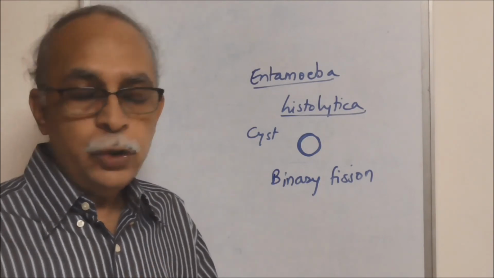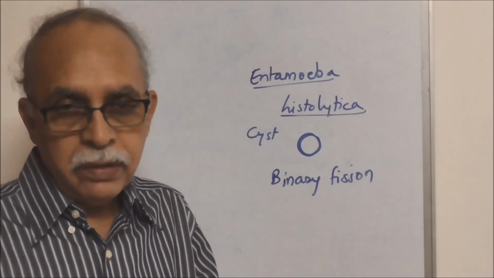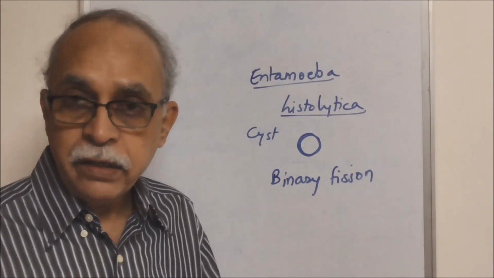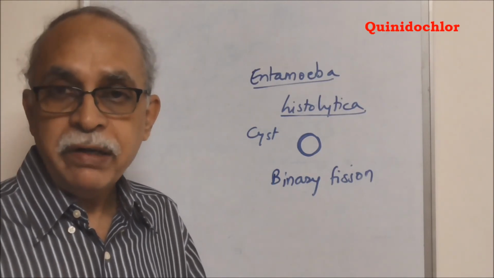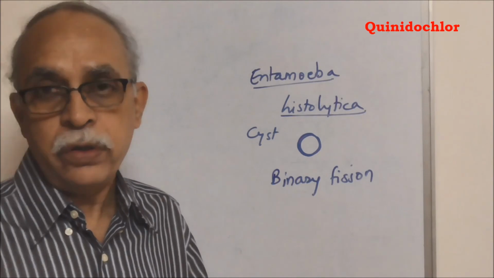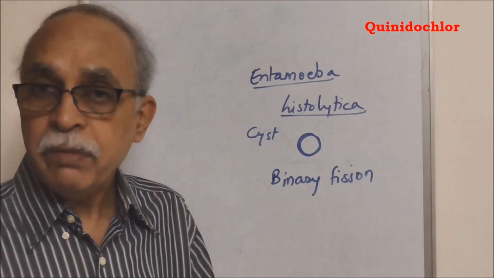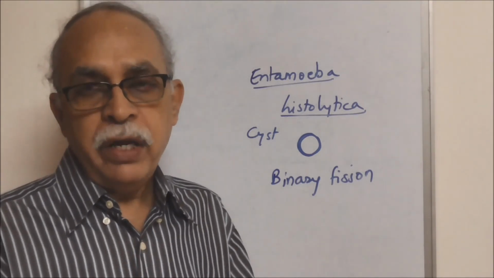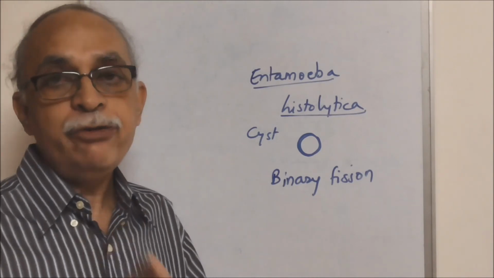Now usually the symptoms take a relatively shorter time to show up, and if it is detected, then it can be treated by administering a medicine called Quinidochlor. Quinidochlor is the effective medicine that's available for treating Amoebiasis. That's about Entamoeba histolytica, its life cycle, the mode of transmission, and the treatment.